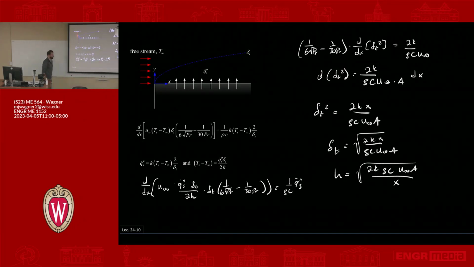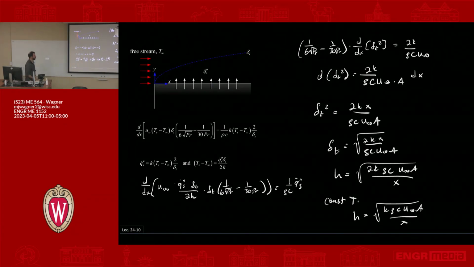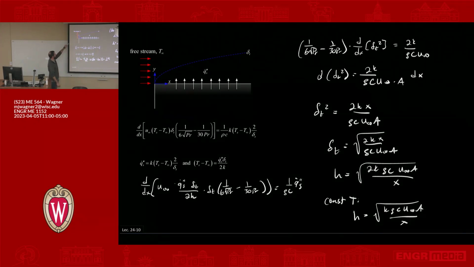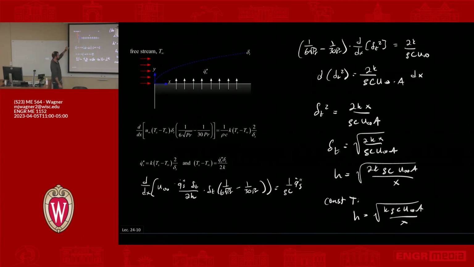And we can compare that to the constant temperature solution, which was slightly different. Constant temperature was h equals square root of k rho c u infinity a over x. So it's almost the same thing, right? The only difference is the square root of 2. So that's telling us if I go to a constant heat flux condition, my constant heat flux boundary heat transfer coefficient is about a square root of 2 larger than constant temperature.